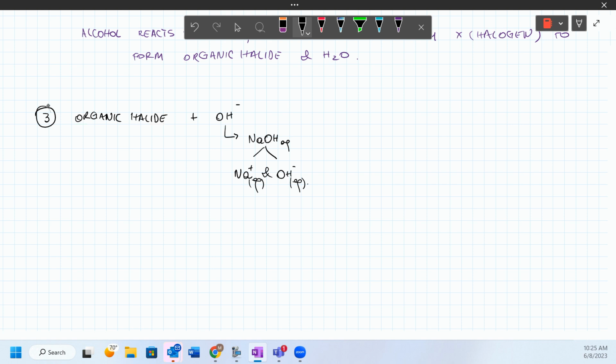So this is what you will see in the reaction: an organic halide plus a base, which in this case is sodium hydroxide, to produce an alcohol and the halogen ion.